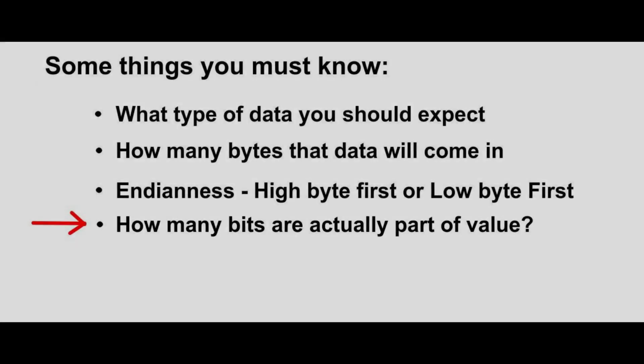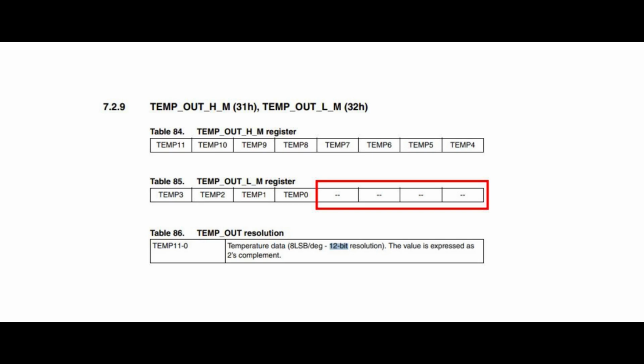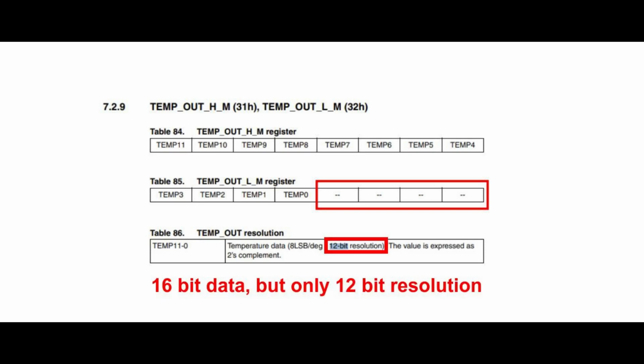Another thing to keep in mind is that you're going to have to know how many bits are actually part of the value that you want to read. There are plenty of occasions where data will come in 16 bits or 2 bytes that you have to read to get the data, but not all of the bits are actually in use. Look at this temperature register for whatever sensor I took this data sheet from, and notice that 4 of the bits are simply not used. This is called 12-bit resolution, but it comes in 16-bit data blocks.